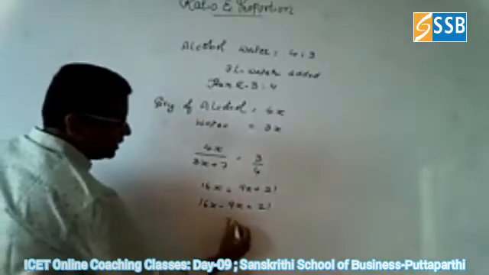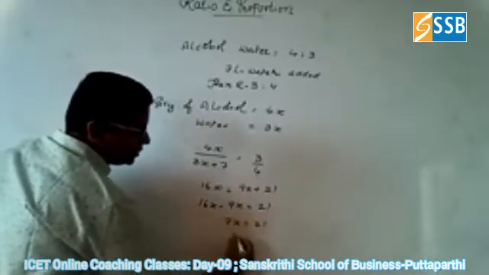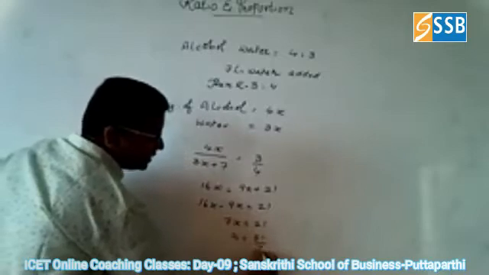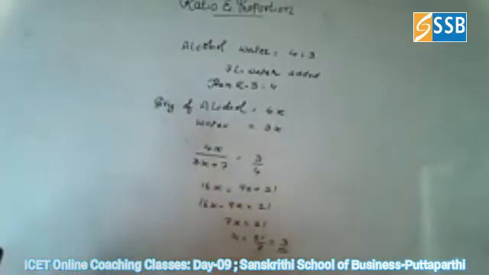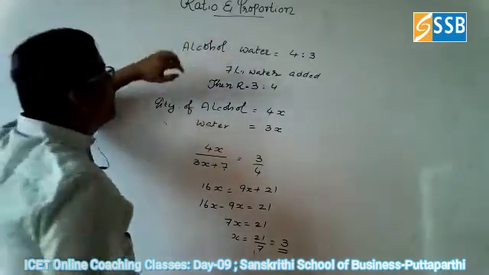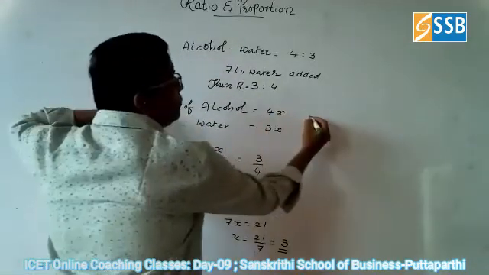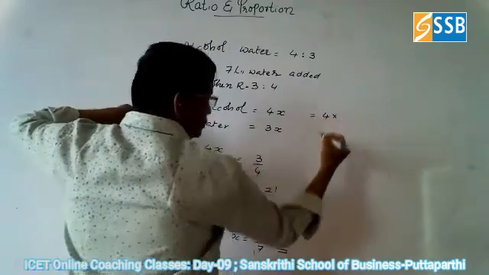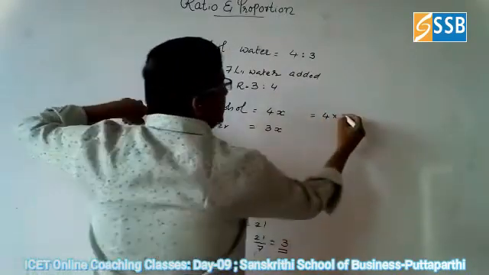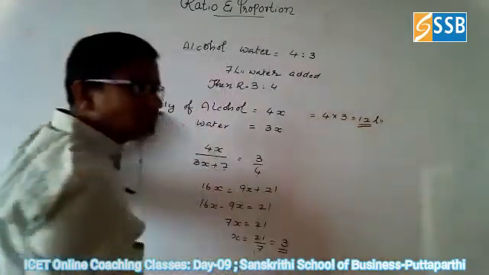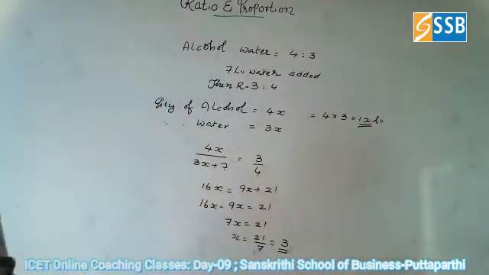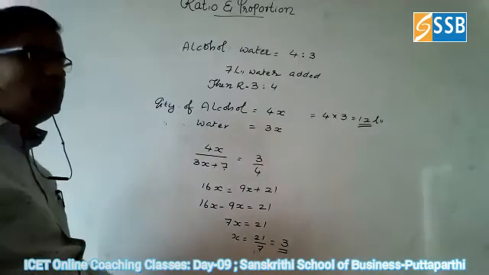7x is equal to 21. So x is equal to 21/7, that is equal to 3. X is equal to 3. Now we want alcohol. What is the quantity of alcohol? 4x here. 4 into x is equal to how much? So that is equal to 12 liters. 12 liters. Have you got it?